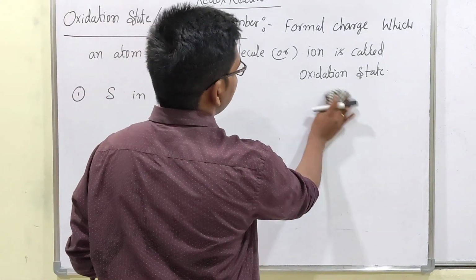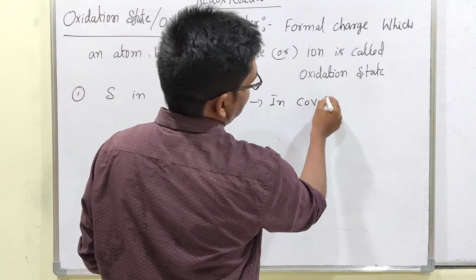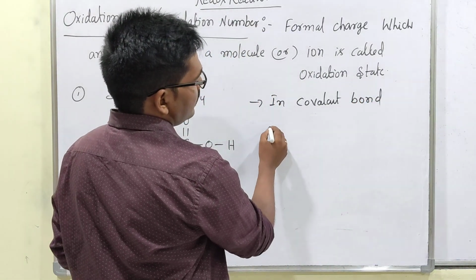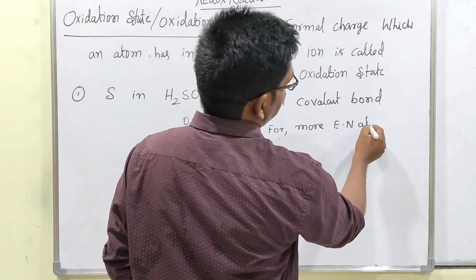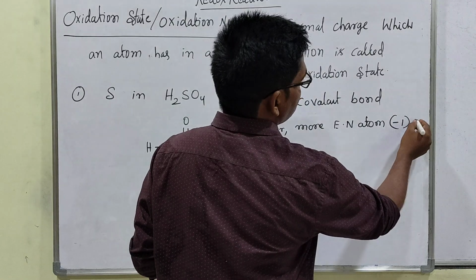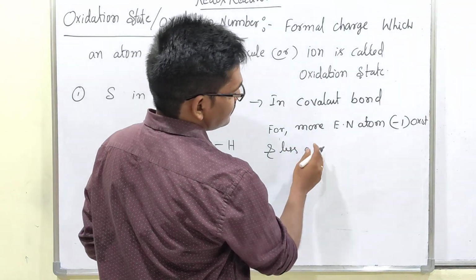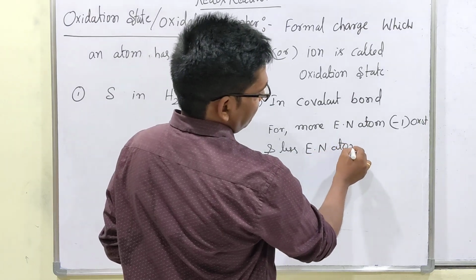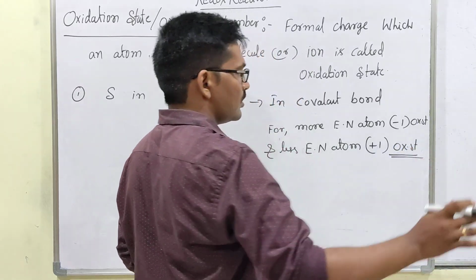So note that in a covalent bond, for the more electronegative atom, -1 oxidation state, and for the less electronegative atom, +1 oxidation state we have to represent. +1 oxidation state, that you have to remember.